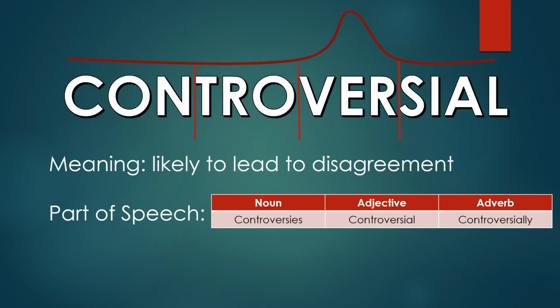As you can see from the chart on your screen, controversial is the adjective form. Controversially is the adverb form, and controversies is the noun form. Note that controversies is plural. If it were a singular noun, it would be spelled C-O-N-T-R-O-V-E-R-S-Y.